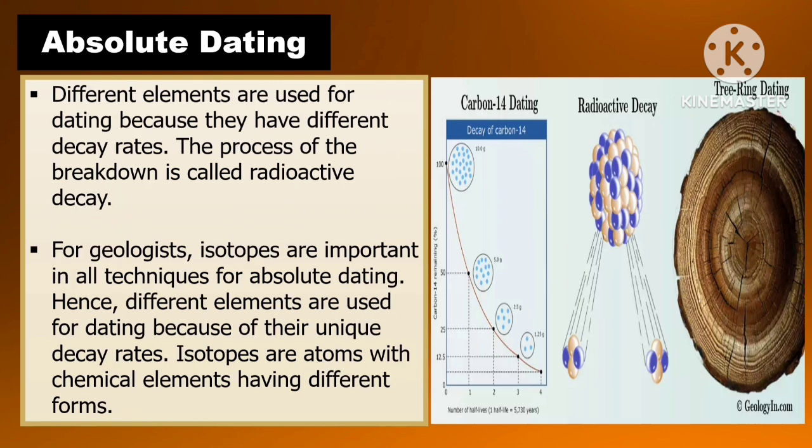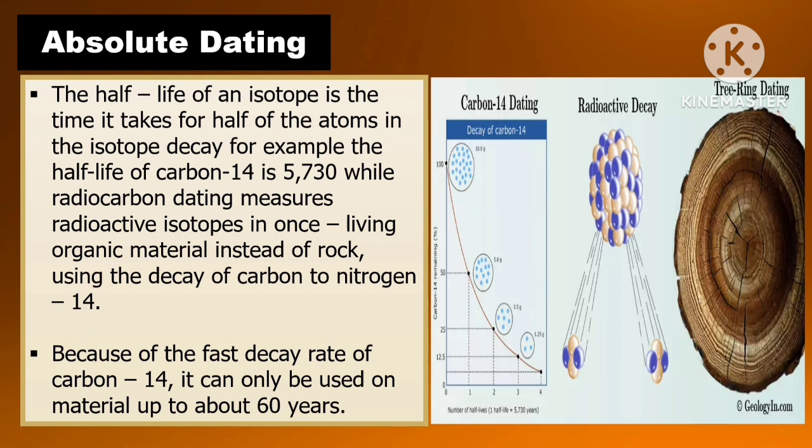Different elements are used for dating because they have different decay rates. The process of breakdown is called radioactive decay. For geologists, isotopes are important in all techniques for absolute dating. Hence, different elements are used for dating because of their unique decay rates. Isotopes are atoms of chemical elements having different forms.